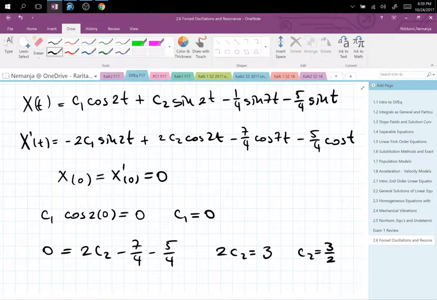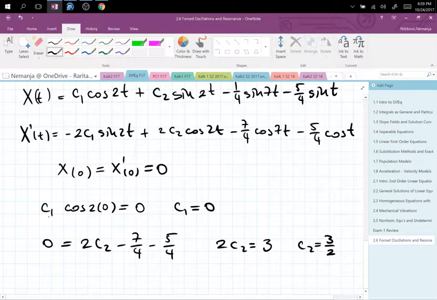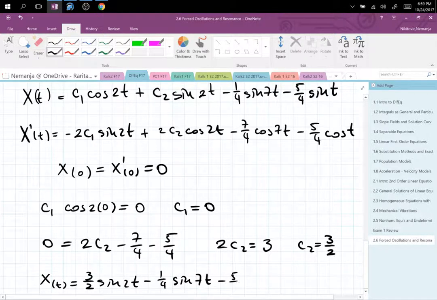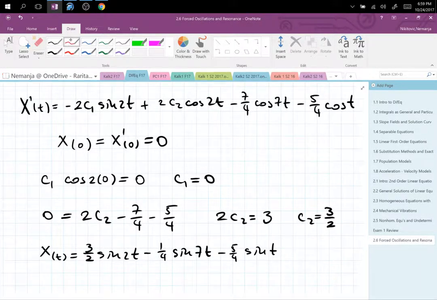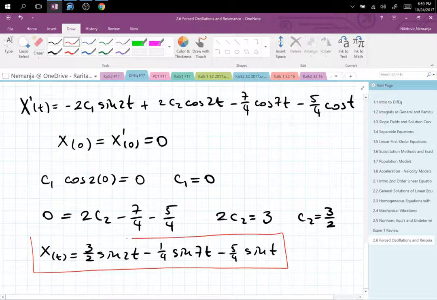Good. So I can finally write the solution now. C1 ended up being 0, so that kills the first term, the cosine. And all we're left with are 3 sine terms. For our final answer, we have C2, which is 3/2, so 3/2 sine 2t minus 1/4 sine 7t minus 5/4 of sine t, and we box this and then do the time check. Perfect, 20 minutes exactly.